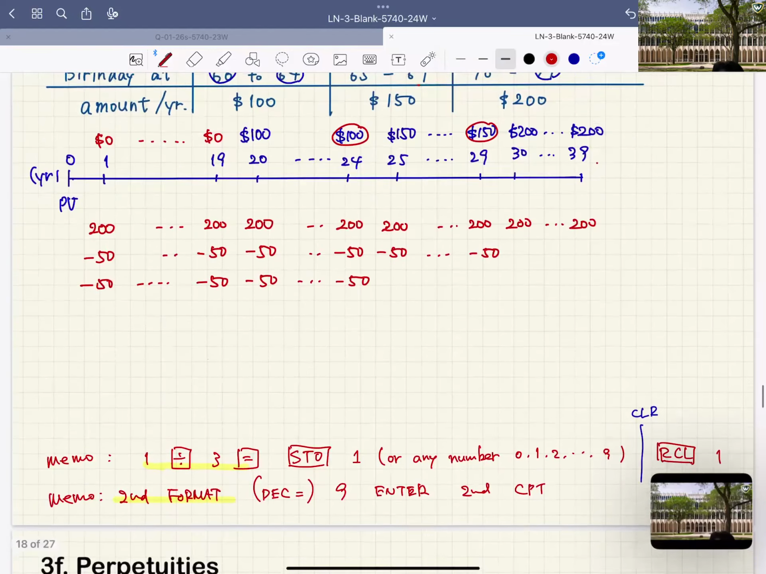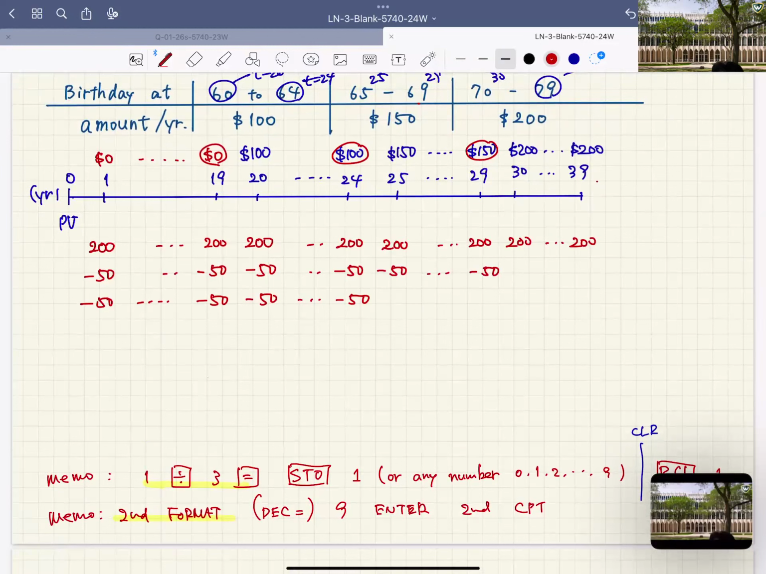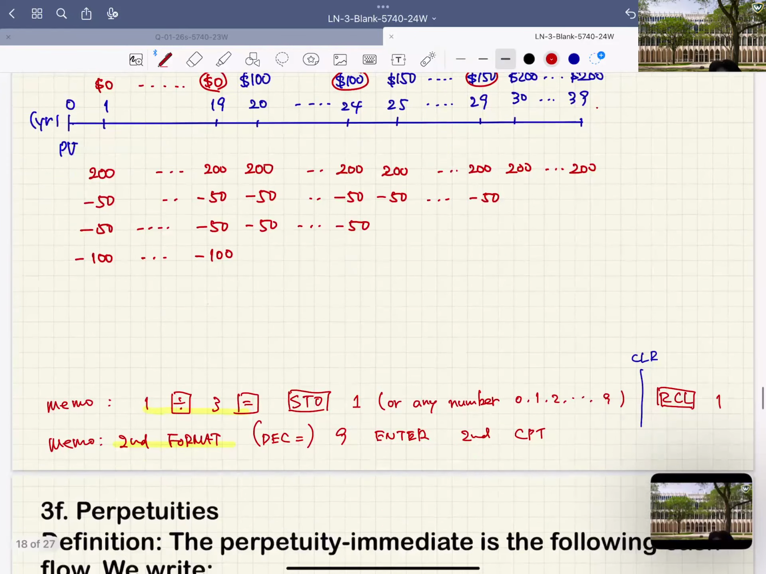Then finally, we have to match this $0. So we have to subtract another $100. Then basically the sum of these four cash flows, the 1, 2, 3, 4, the present value of the sum of these four cash flows, that is the present value.